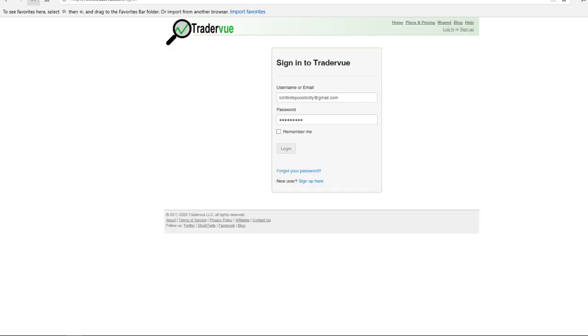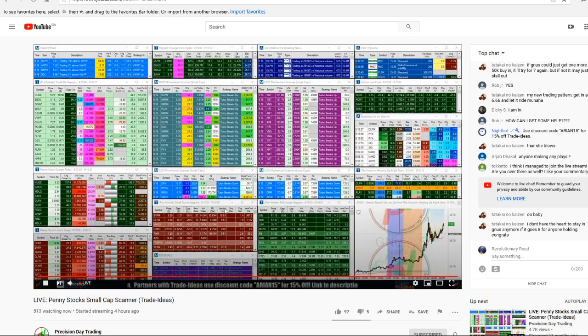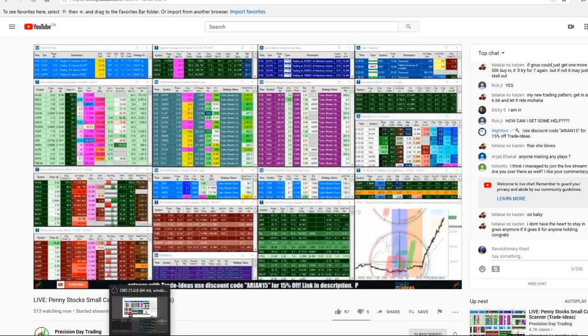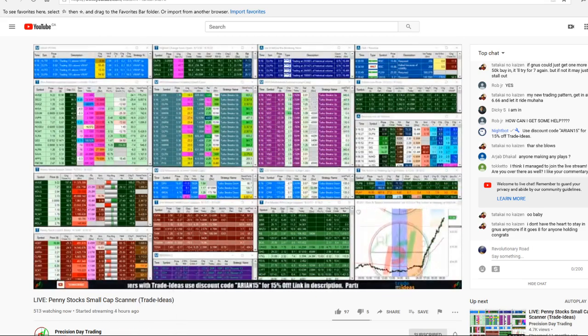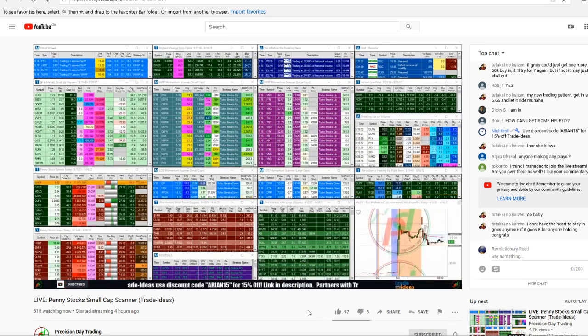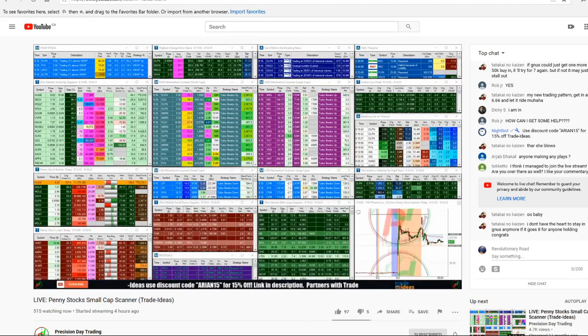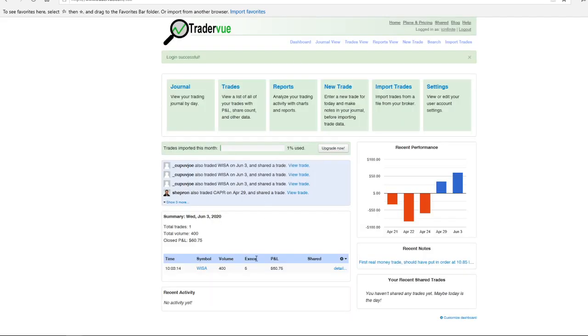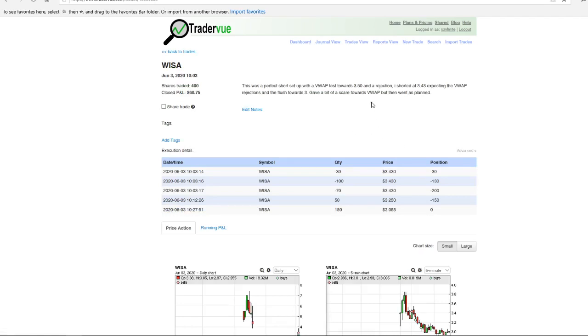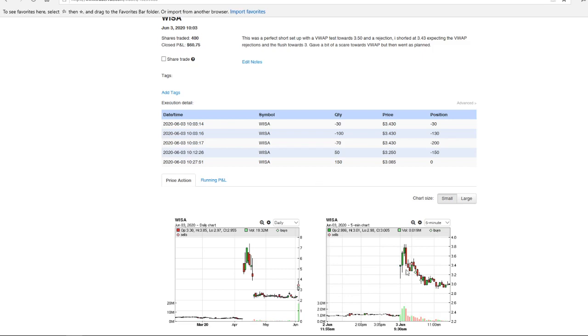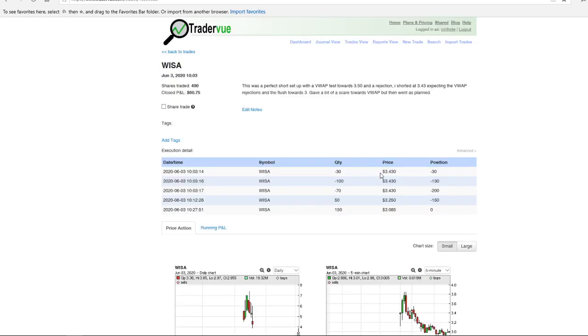But anyway, I am going to show you guys a quick explanation of my setups here. I'm going to give you guys an idea of what I was looking for today. I traded WISA. I shorted it. So it's kind of my day trading analysis of what I did today, what we were looking to do. I made a quick note here so you can see what my plan was.